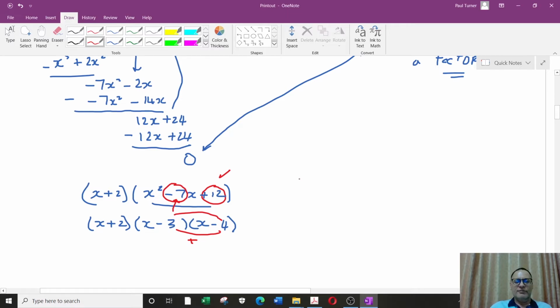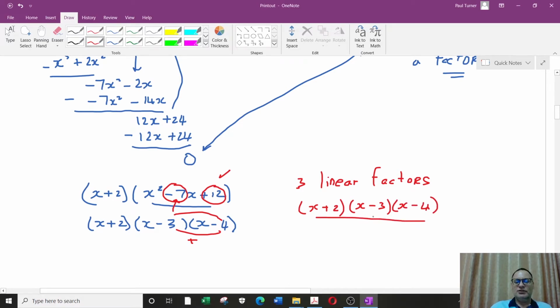So we have 3 linear factors. These are called linear factors. So we've got x plus 2, x minus 3, and x minus 4. If you want to check these factors are correct, you need to expand again and check you get your original polynomial.